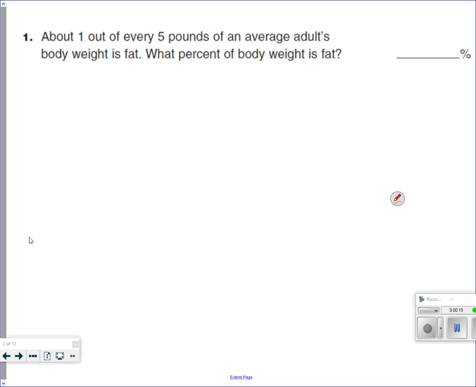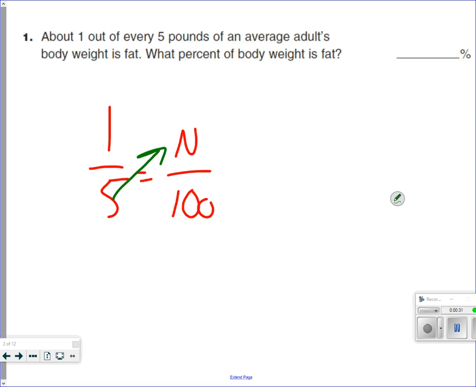I apologize. So that'd be 1 over 5 equals how much percent of a person's body? It's 100%. And we'll just put an n here because we don't know. Well, we're going to multiply. 5 times n is 5n equals 100 times 1, which is 100.